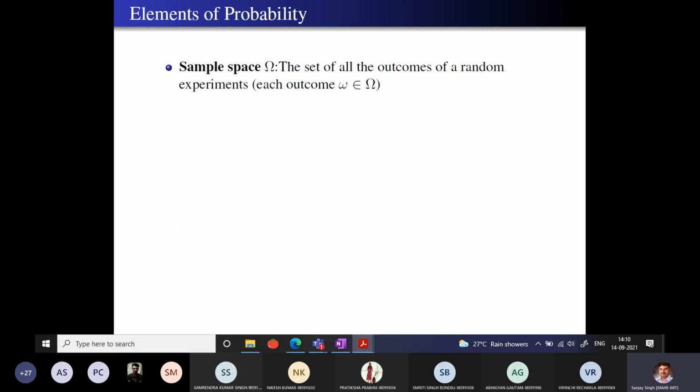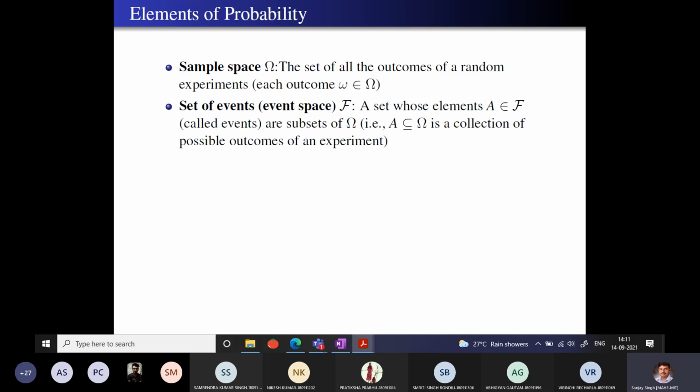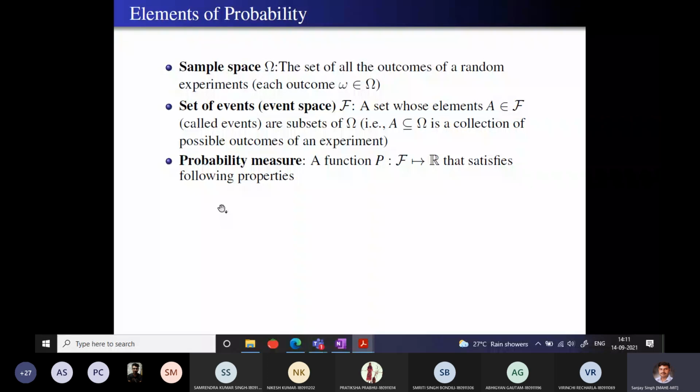So the basics of the probability space: you know that it is composed of three major components. One is called the sample space, the set of all outcomes of a random experiment. Random experiment means whatever experiment you are doing, tossing a coin, throwing a dice, or observing certain events, whatever it may be. And the set of events, basically a set whose element A is in F, a subset of omega. Omega is the entire sample space. These are the set of events, nothing big. And there is a probability measure, which maps from the set to a real value and satisfies the following properties, which together we call the axioms of probability theory.